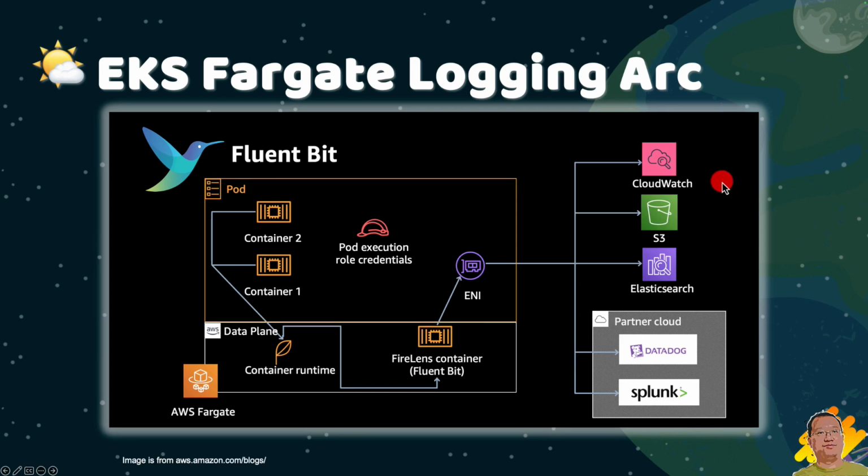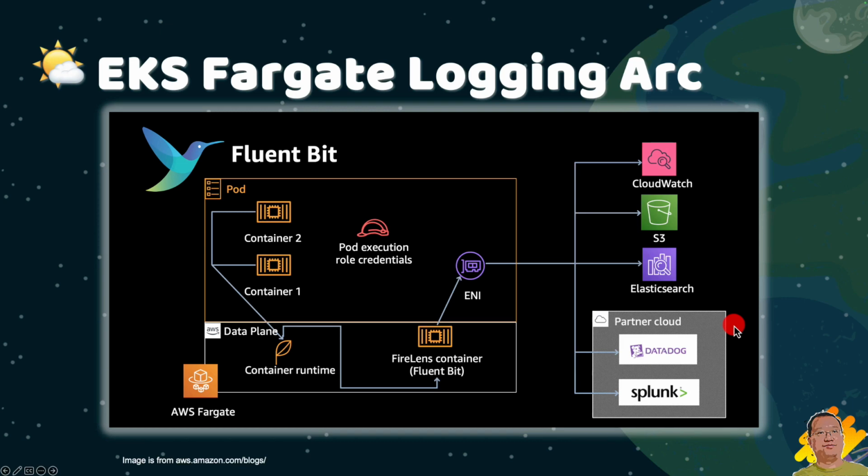Once FluentBit processes a log, it sends it to different destinations. There can be CloudWatch, a service that lets you monitor and see all the logs in one place. S3, a storage service where logs can be saved and stored for later use. In other words, lower cost. Elasticsearch, a search engine that helps you quickly find and analyze logs. Partner cloud services. This includes third-party services like Datadog, etc., which provide advanced monitoring and logging features.